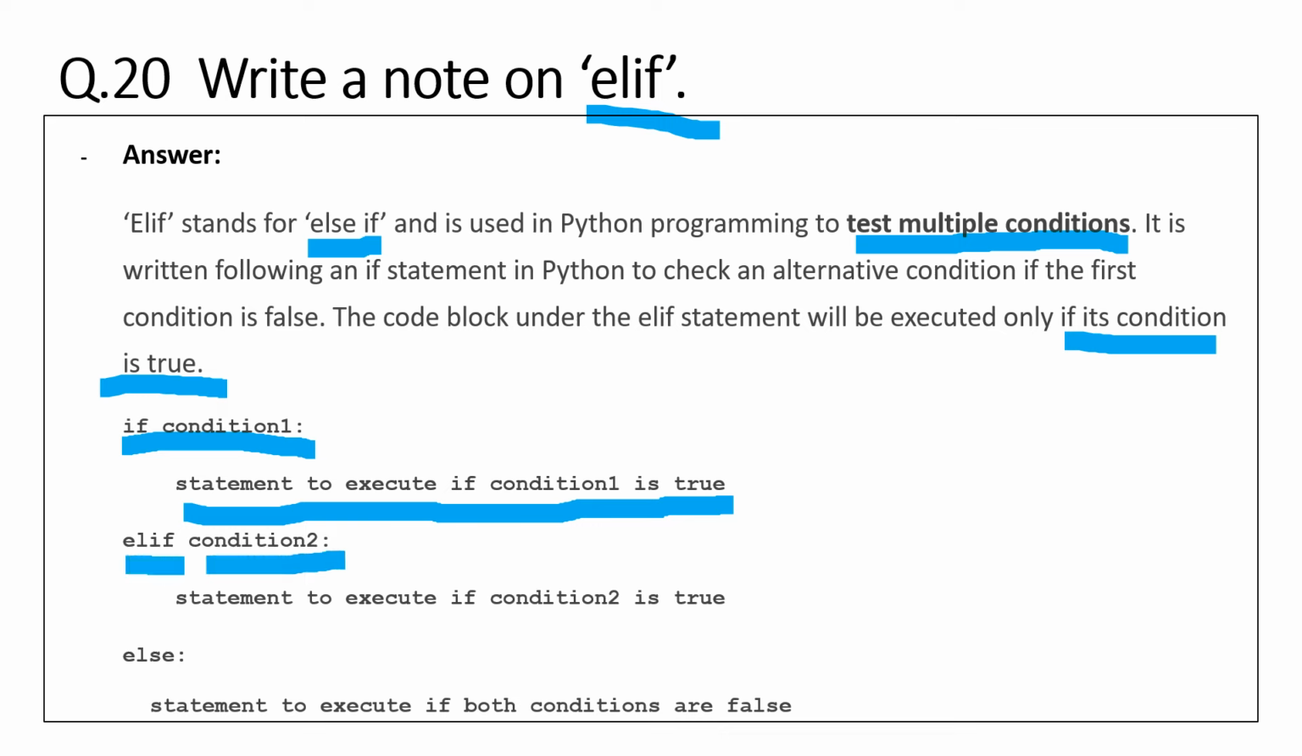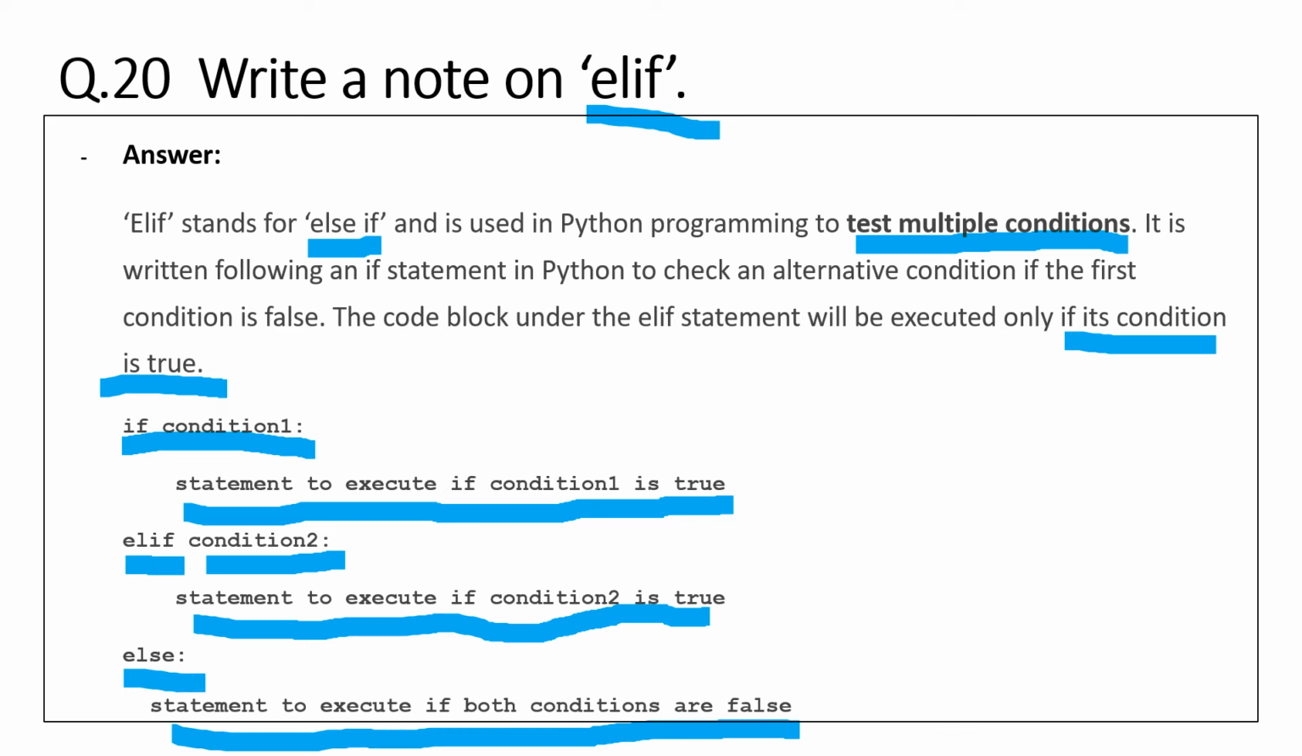Here we are using the else if clause, and if condition 2 is true, then it will execute the next statement. Otherwise, in else we can write the statement to execute if both conditions are false. If neither condition 1 nor condition 2 is true, then it will execute the block of statements after else. That means it will execute the statement if both conditions are false. So this is the use of the elif statement, that is the else if statement, in Python programming.